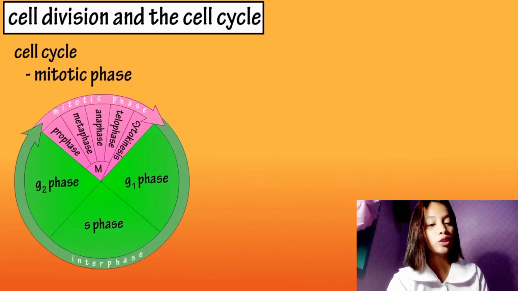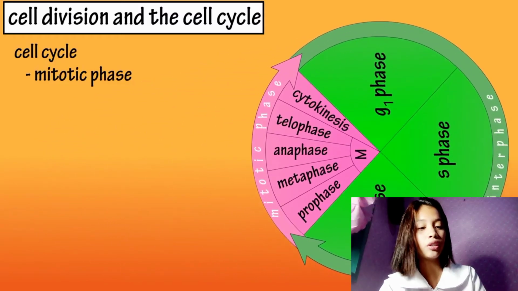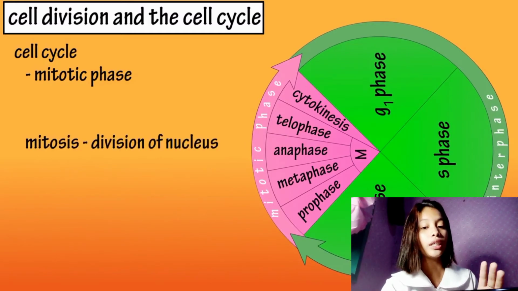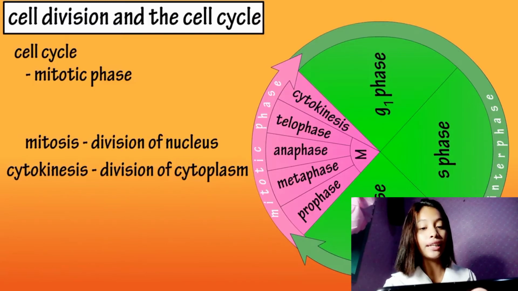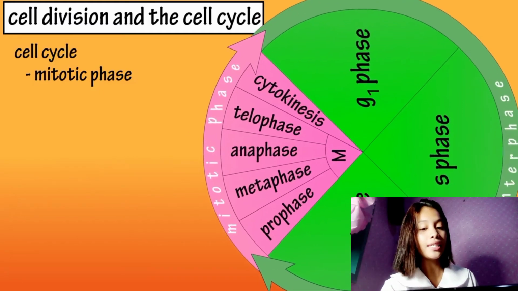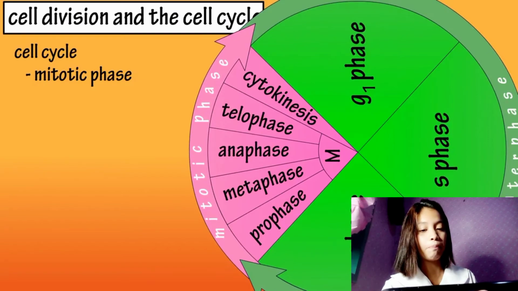Once the interphase is complete, the M phase, or the mitotic phase, will begin. There are two major events that take place in this phase: mitosis, which is actually the division of the nucleus, and cytokinesis, which is division of the cytoplasm. These events overlap one another. The M phase has four phases: prophase, metaphase, anaphase, and telophase.